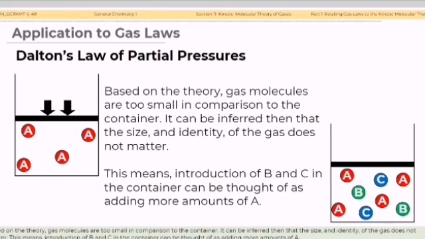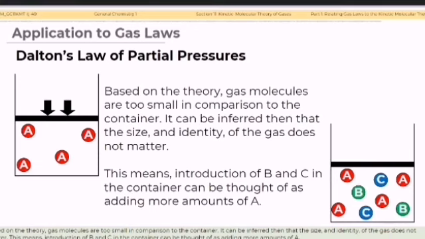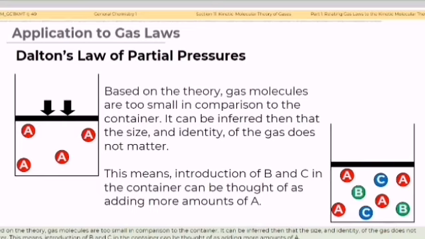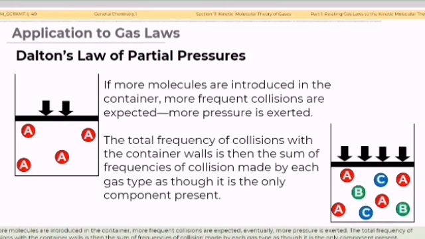Based on the theory, gas molecules are too small in comparison to the container. It can be inferred then that the size and identity of the gas do not matter. This means the introduction of B and C in a container can be thought of as adding more amounts of A. If more molecules are introduced in the container, more frequent collisions are expected. Eventually, more pressure is exerted.